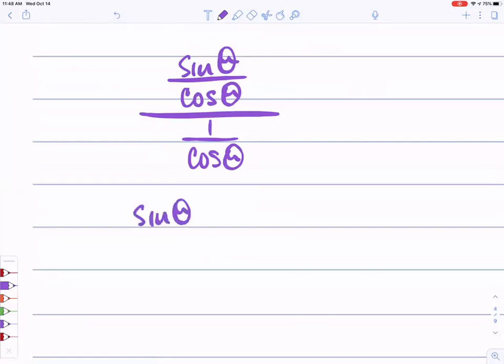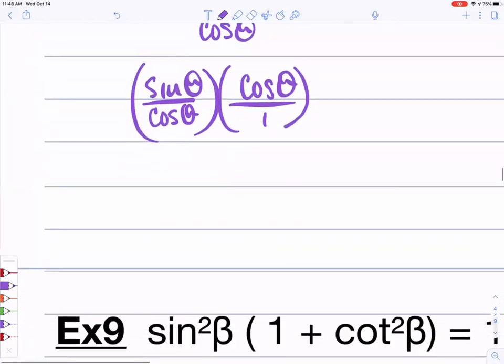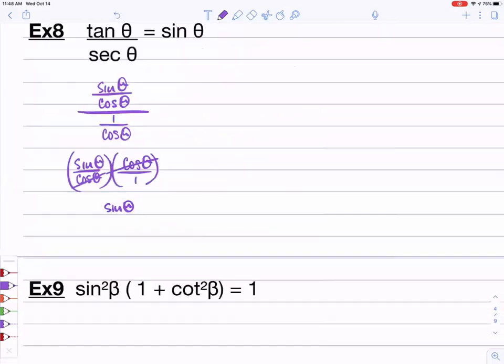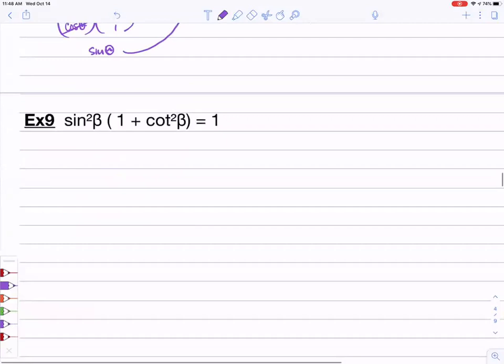So we've got sine theta over cosine theta times the reciprocal, cosine theta over 1. What can I do? Yay, and I'm left with sine. And hey, take a look. That's what I was trying to turn it into. So I took the left side, I manipulated it until it became the right side. All right, look at number 9.